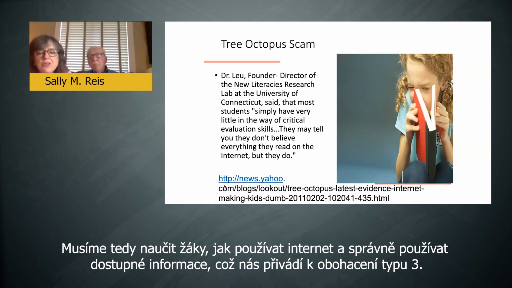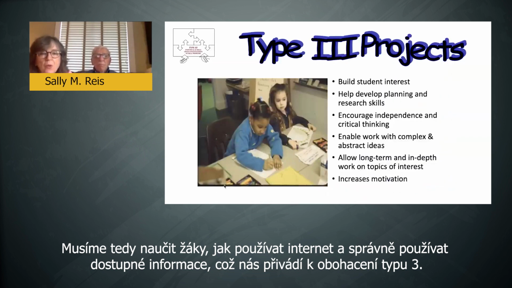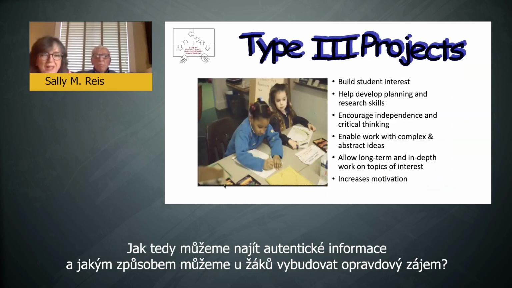So we need to teach students how to use the web and use all of the information on the web in the right way. And that, of course, leads to type 3. So in what ways can we find authentic information? In what ways can we develop authentic interest in children, build student interest?